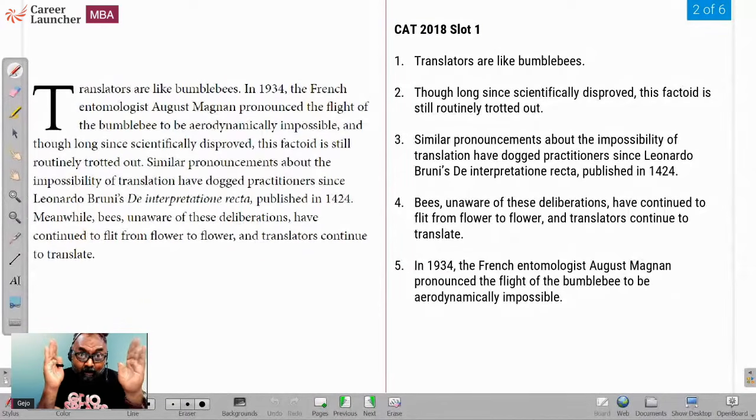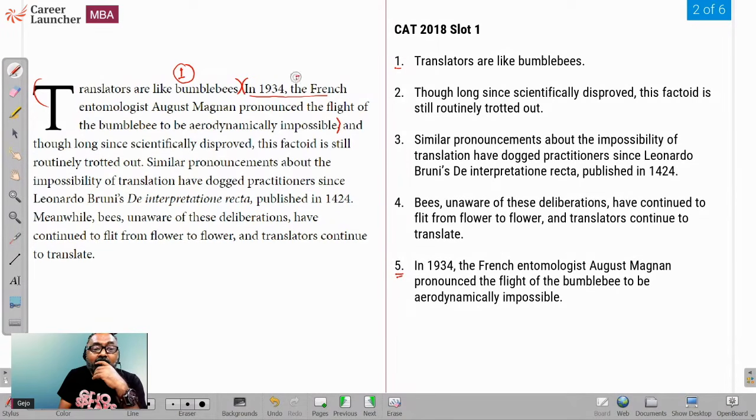Okay, understand this. Translators are like bumblebees. Wonderful. Sentence number 1. In 1934, French entomologist says flight is impossible. Oh, yes. Sentence number 5.